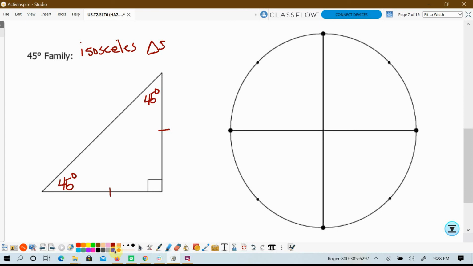Okay? Which is great, because if we assign it, let's say, a length of 1, then we can figure out the hypotenuse hopefully pretty easily at this point, right? Because if we take 1 squared plus 1 squared and set it equal to the hypotenuse squared, then that means we get the hypotenuse is going to be the square root of 2.